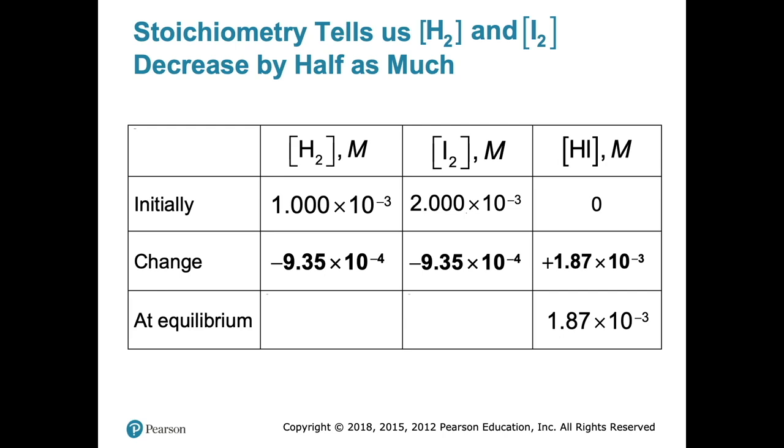Exactly. That's exactly right. You just subtract this number from that number and this number from that number, right? Because these are the changes. That's what's missing. That's what's going away. So all you have to do is subtract 9.35 times 10 to the negative 4 from 1.00 times 10 to the negative 3, and then also do the same thing over here. Subtract 9.35 times 10 to the negative 4 from 2.00 times 10 to the negative 3, and then you get the concentrations at equilibrium.